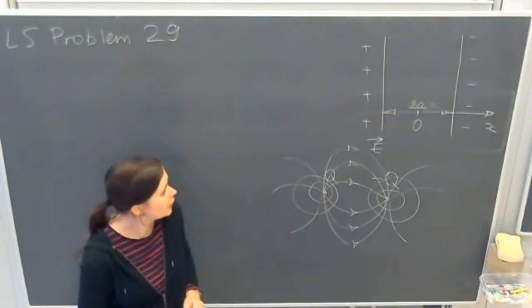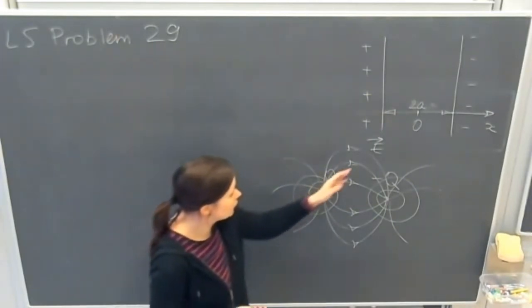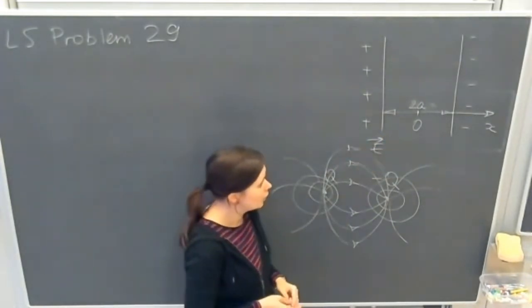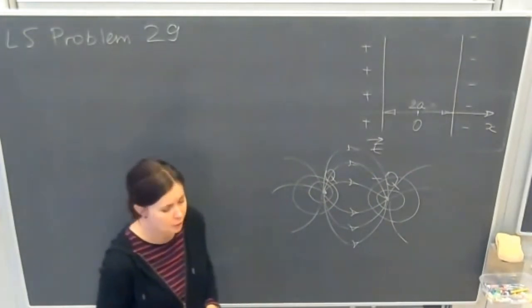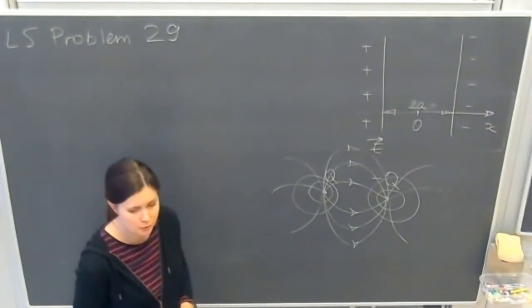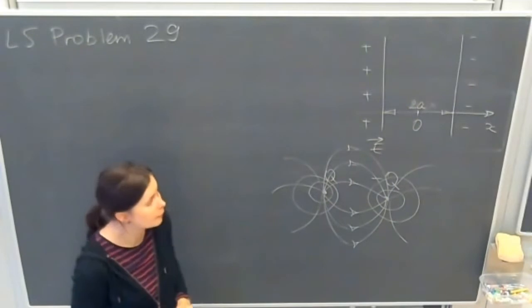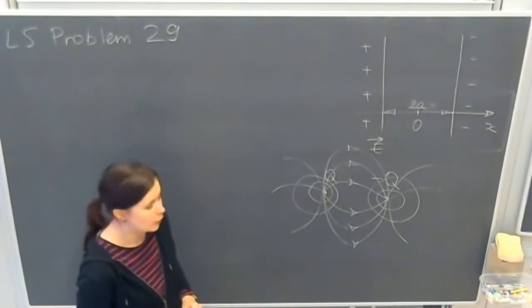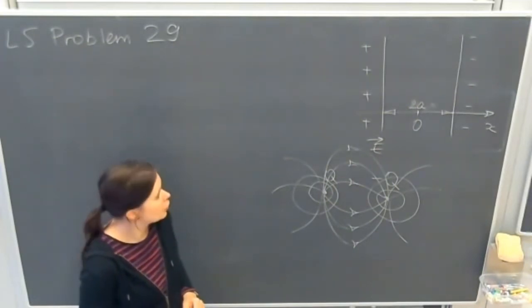In this problem, we are given two very long line charges charged with opposite sign charge placed at a distance 2a from each other. And we need to find electric field lines for this charge distribution.